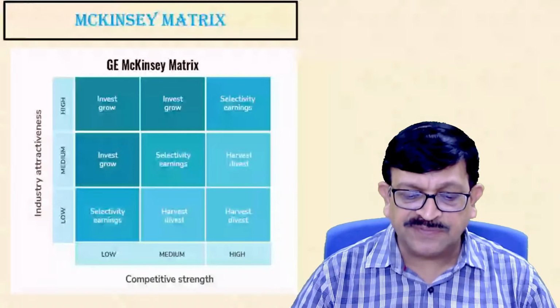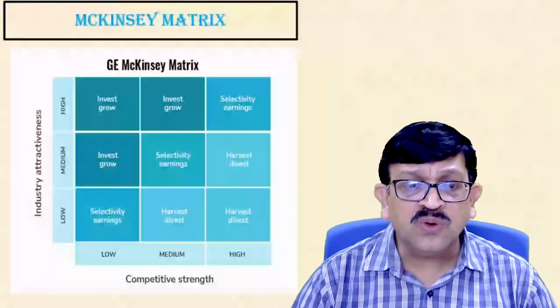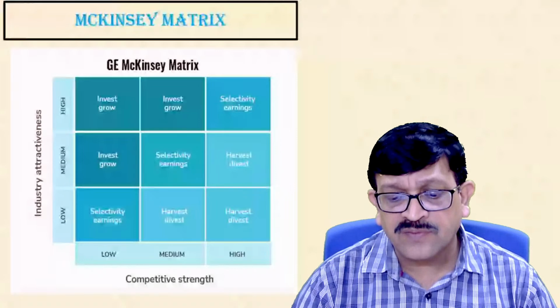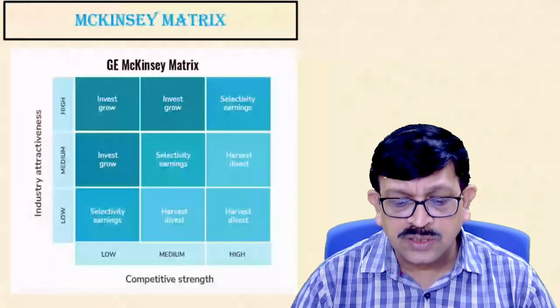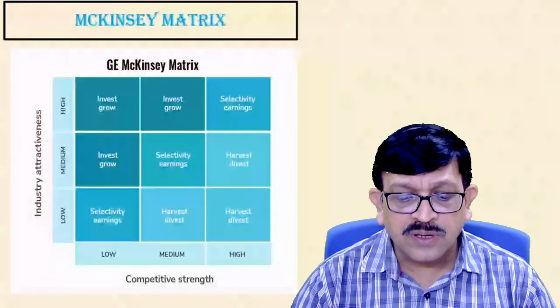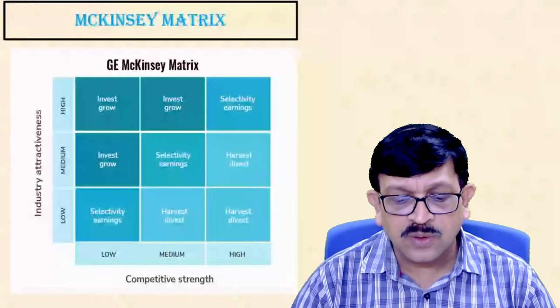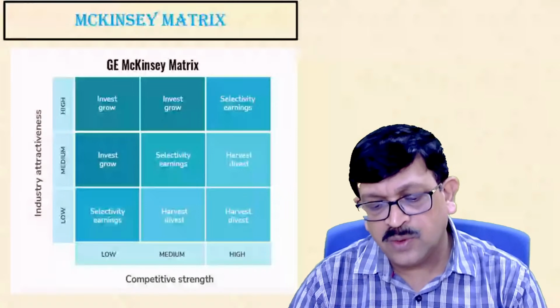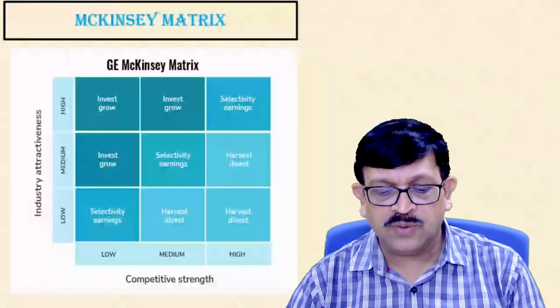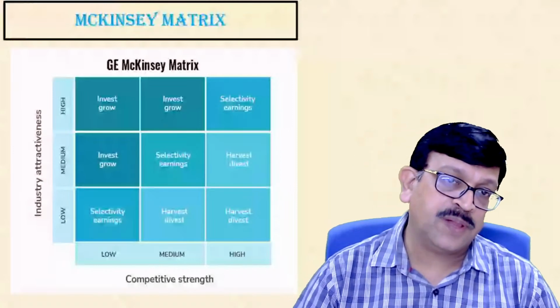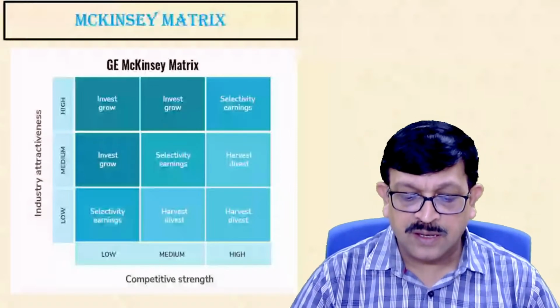In case of the no-go, obviously you can divest or harvest whatever is there and come back. There are certain long-term perspectives with respect to high attractiveness, moderate attractiveness, and low attractiveness. So one has to look into all these possibilities while taking a decision applying this particular matrix.